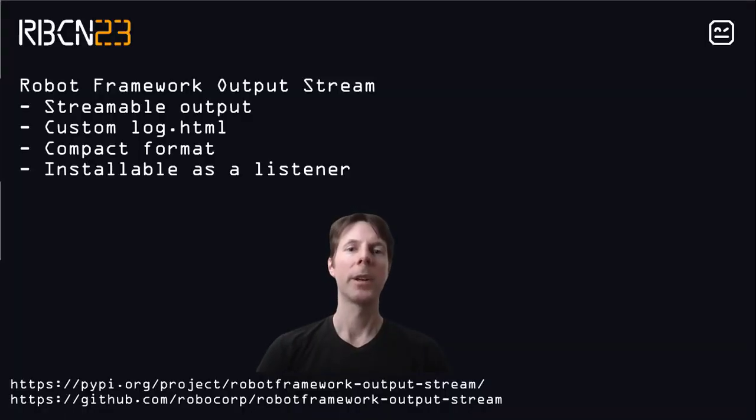Also, one thing which I want to mention here is that this is actually backed by a library which is called Robot Framework Output Stream, and you can actually use that same library outside of VS Code. And it can be used so that you have logs which are more compact, and it also can stream those logs, and even if your process crashes in the middle, you'll be able to make sense of those logs. So if you want more information on that library, you can go to Robot Framework Output Stream on PyPI and check its homepage from there.